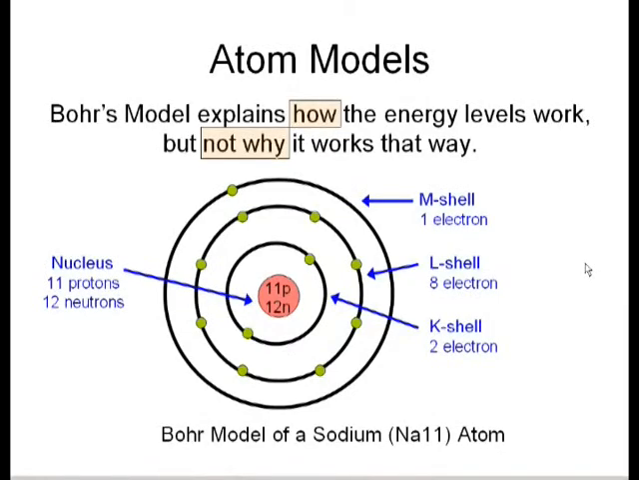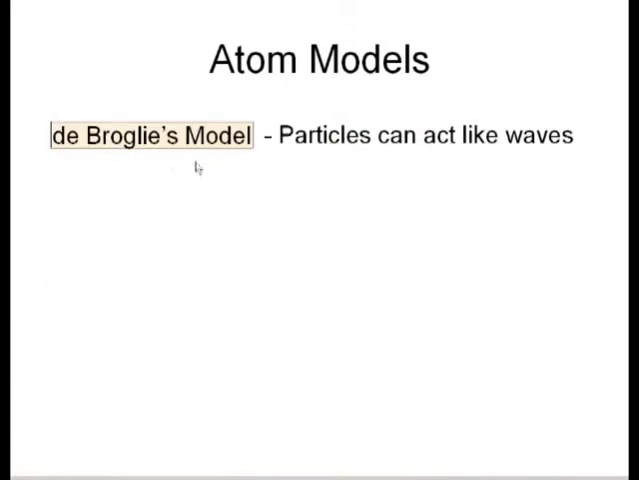So Bohr's model explained how all of these transitions and energies work, but he didn't explain why. And we have one more model of the atom to look at that explains all of this. And this is de Broglie's model. He looked at Einstein's theory that said photons have momentum, and the photoelectric effect and these energy level diagrams are showing that we have momentum and collisions going on where the photons are acting like particles.